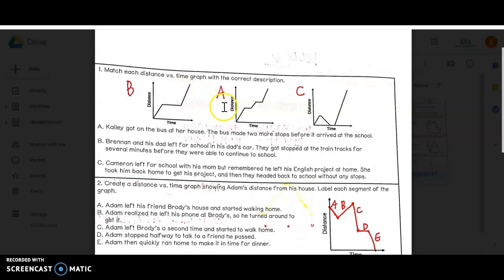Okay, now the second one, A. Kaylee got in a bus at her house. The bus made 2 more stops before it arrived at the school. So this is her starting at her house with no time passing. Okay, she gets on the bus.